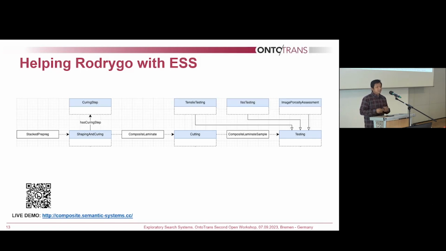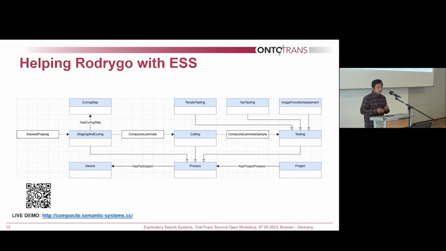Some more details. There are different types of testing that they do on the sample, as well. It contains a few curing steps in the previous process, and in the more abstract layer, each of these processes have certain devices attached to it. What is being used to actually produce this data, or to conduct certain steps, and which project is actually attached to it. We have it online, so if you're interested, you can go there and check what is inside.